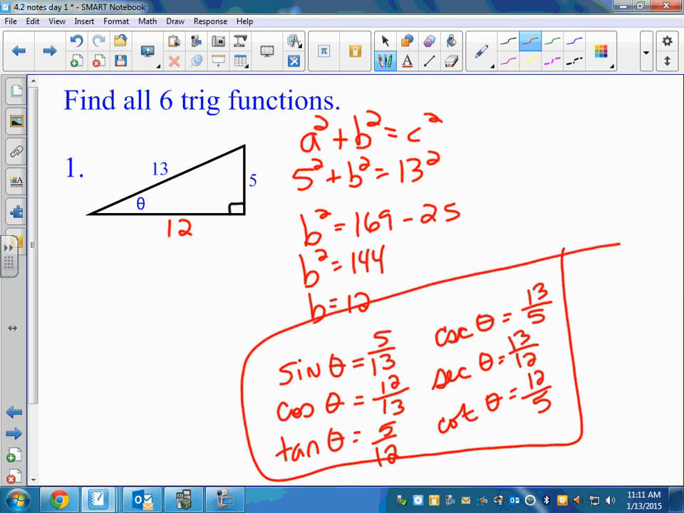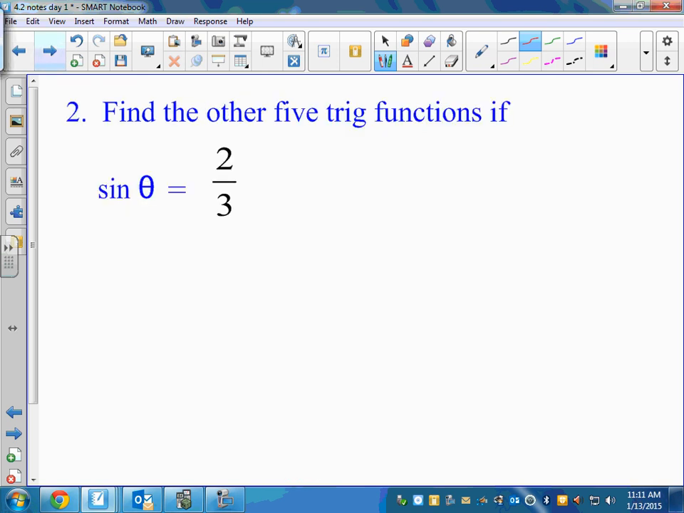That's like 6 lines of paper. Or 3, just write them side by side. That's still a lot of lines for one answer. So what if I had this? What if instead of giving a picture, they gave you one of the trig functions and they asked you to find the other ones? Can we still do that?